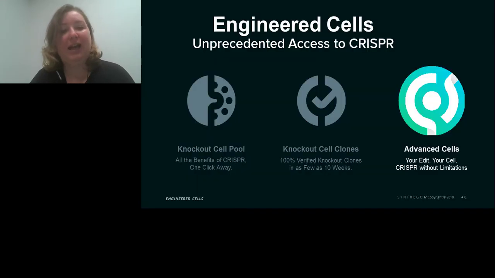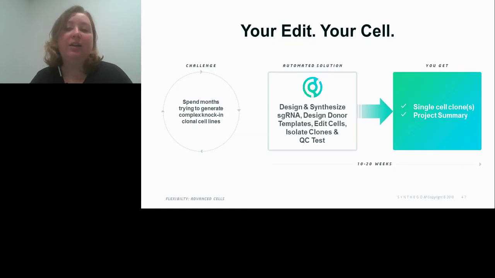So finally, we have advanced cells. These are cells which encompass other editing experiments that are more complicated. This includes knock-ins as well as other mammalian cell types that aren't human. And so in advanced cells, we're able to generate these more complex cell lines. This includes designing and synthesizing both the guide as well as the donor template if we need to utilize a donor for a knock-in.